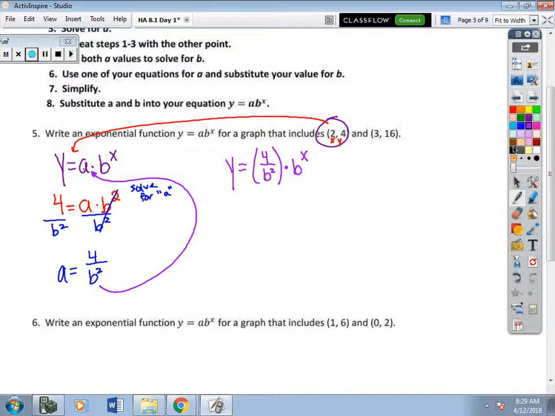Now you'll plug in your second point, again for x and for y. You cannot plug them both in at the same time. It has to be into both separate equations. So this will get me 16 equals 4 divided by b squared times b to the third. Now we only have one variable that we don't know, and that's b. We can now solve for b.